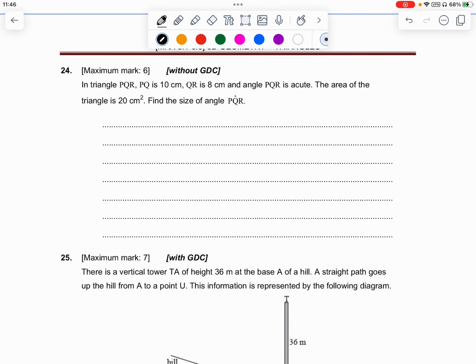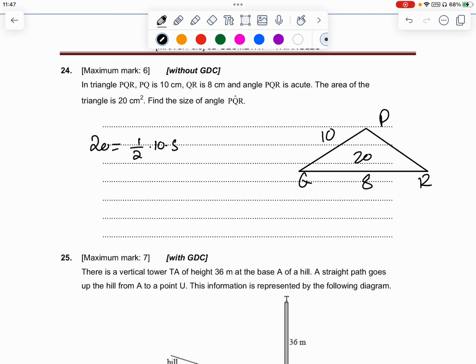Then question number 24. Triangle PQR. PQ is 10, QR is 8. The area of the triangle is 20. Find the size of the angle PQR. So 20 equals 1 upon 2 times 10 times 8 times sine Q. Sine Q equals 0.5. So Q equals 30 degrees.